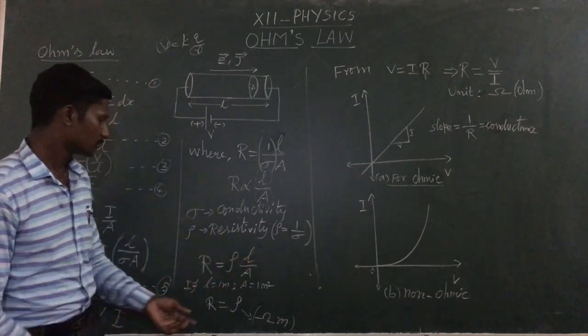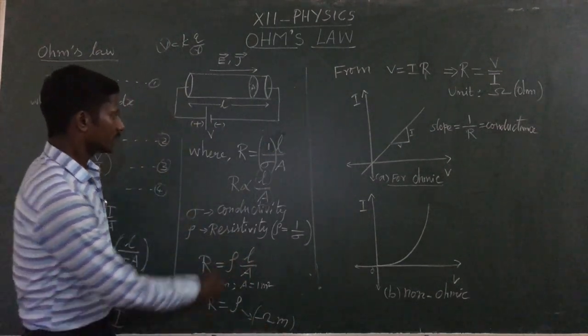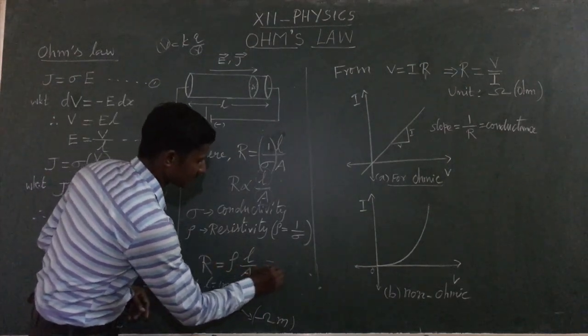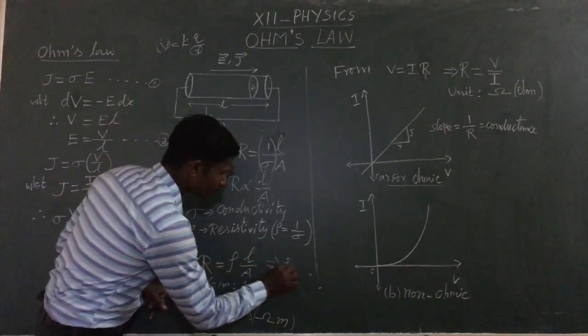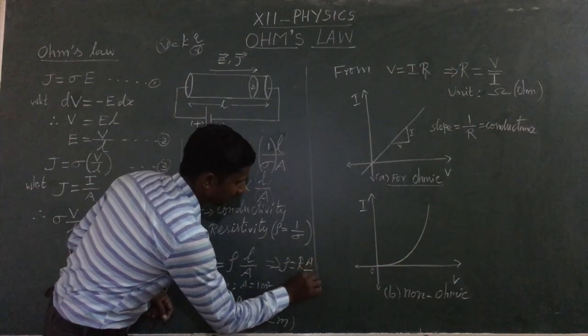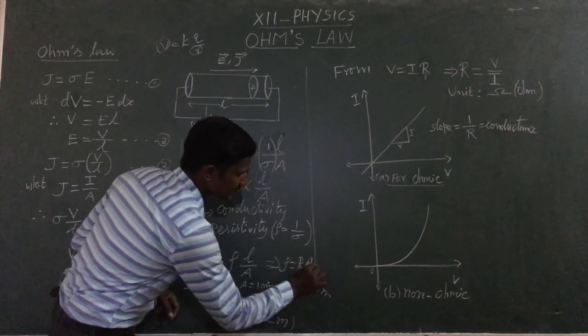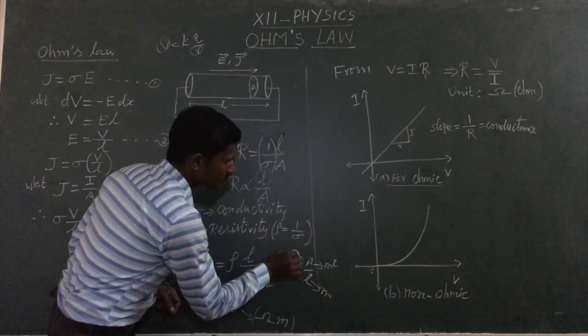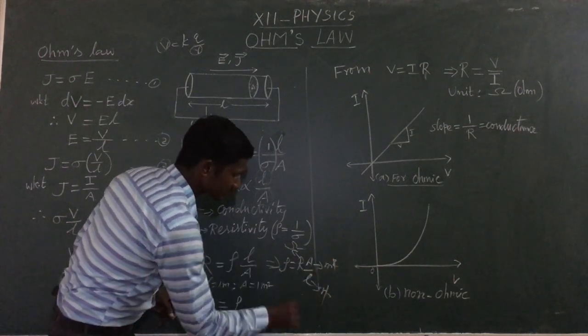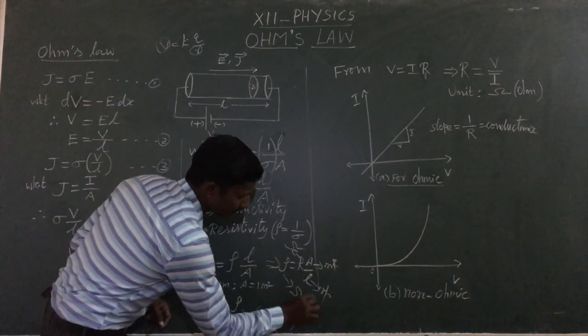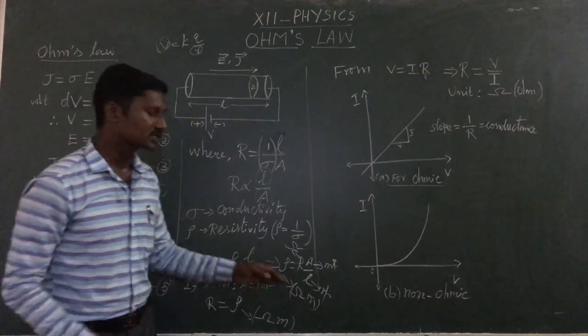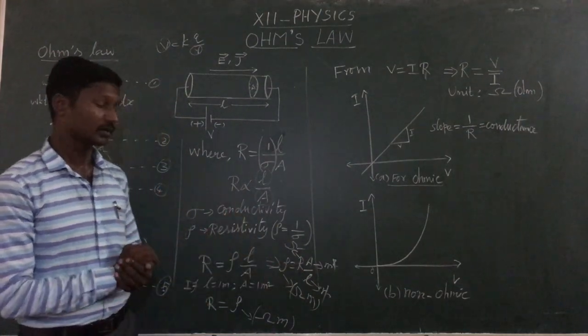Its unit is ohm meter. So here rho is equal to RA by L. Its unit: R is ohm, A is meter square, L is meter. So meter cancels, therefore its unit is ohm meter. Like this we can derive that unit.